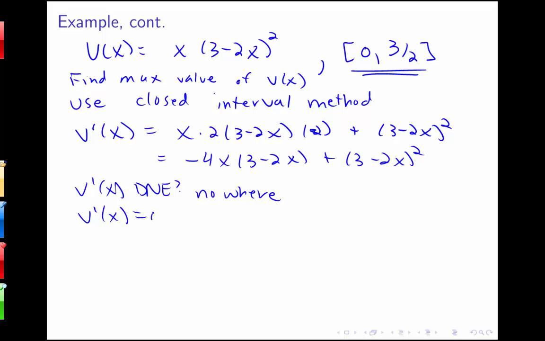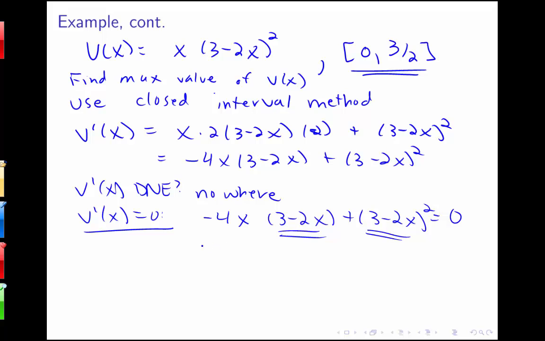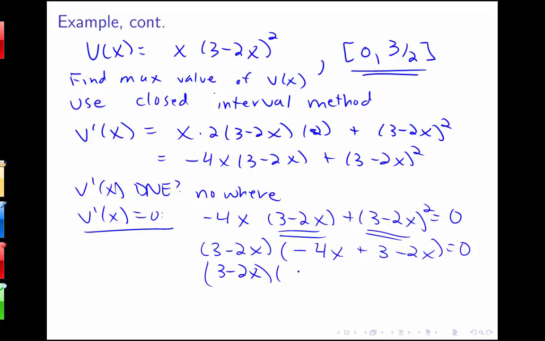So what about where the derivative is 0? I need to look at where negative 4x times (3 minus 2x) plus (3 minus 2x) squared equals 0. The best way to do this is to factor. I already see I've got a common term in both of these, so I can factor out (3 minus 2x). So we have (3 minus 2x) times (negative 6x plus 3) equals 0. So we either have 3 minus 2x is 0 or negative 6x plus 3 is 0. Over here we would get x is 3/2. Here we would get x is 1/2.